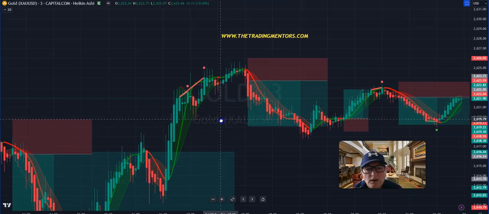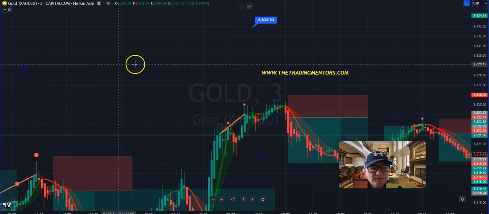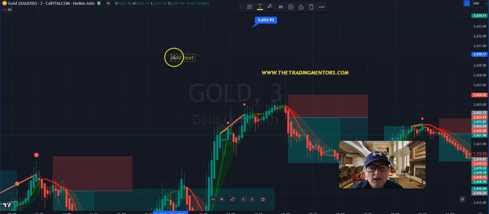Now, if you are trading with one lot, let's put some notes here. So one lot equates to $10 per pip. Makes sense?